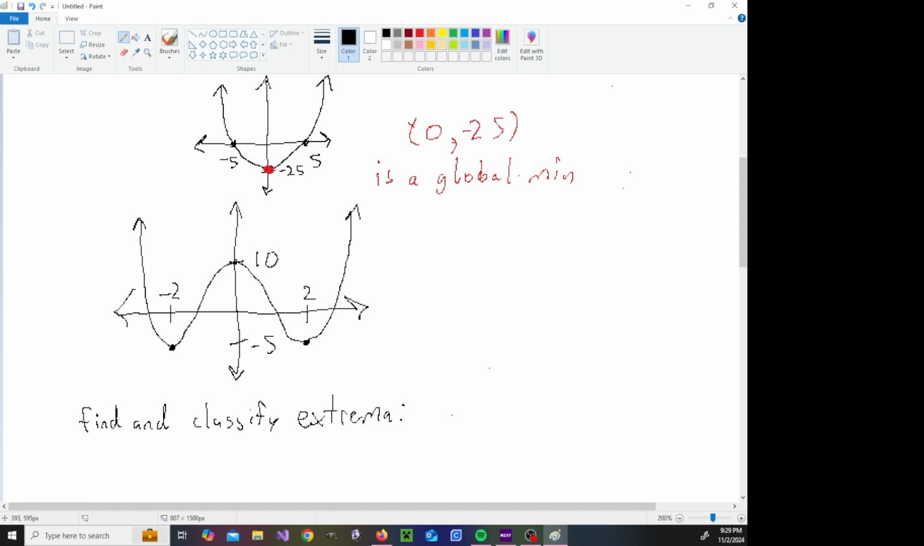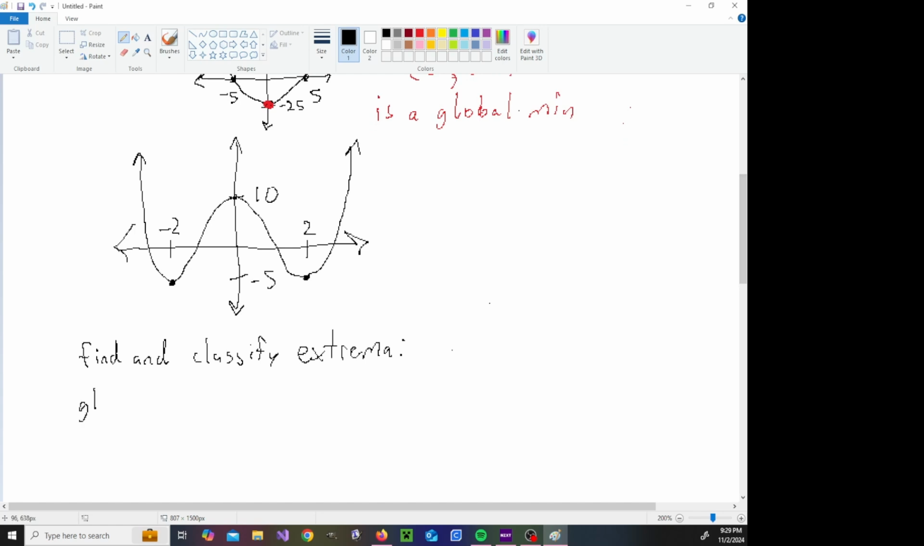Well, okay, the easiest thing to pick out would be our global minimums, right? Our global max or mins. Well, I noticed that the lowest the function ever goes, because we go to infinity on the left and right up here, is happening at these two x values. So I have a global min, that minimum value is negative 5, but that happens at x equals negative 2 and at x equals positive 2.